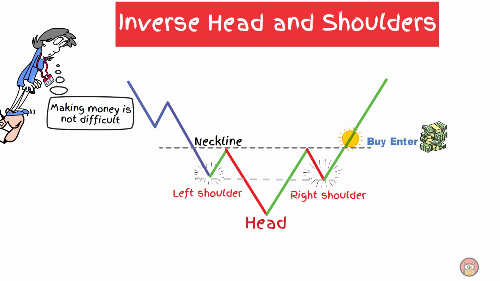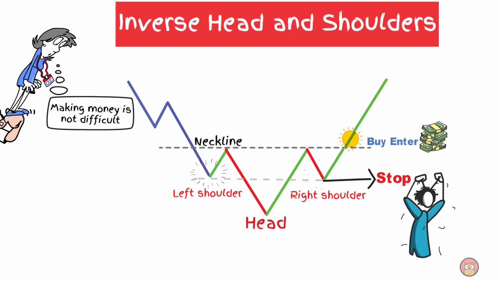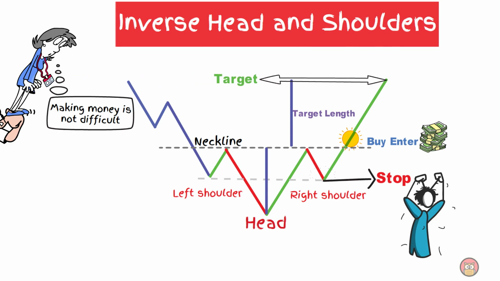In this pattern, the stop level is usually set just below the right shoulder. This helps us minimize losses if prices go down instead of up as we expected. For setting a target, we measure the distance from the bottom of the head up to the neckline, and we expect prices to rise by that same distance after the break. When we reach this target, it can lead to a great money-making opportunity.